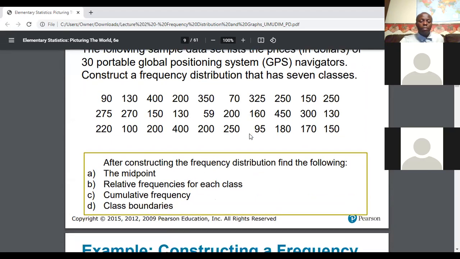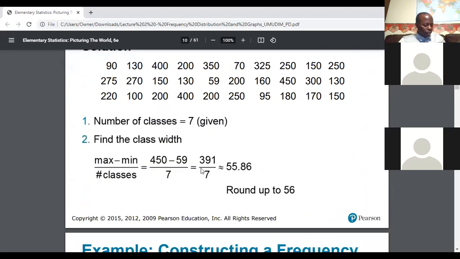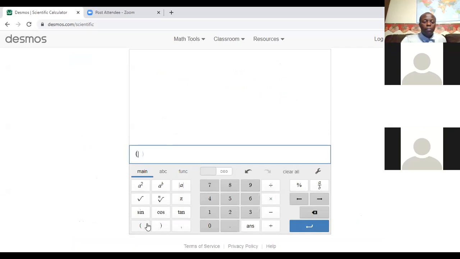Now, when you put this in the calculator, you're gonna have this maximum, which is 450, minus minimum of 59, divided by number of classes, which is 7. That gives 55.857142. Just stop at 55.85. Whatever it is in this form, just round to the next number, which is 56. And that is how we got 56 here.